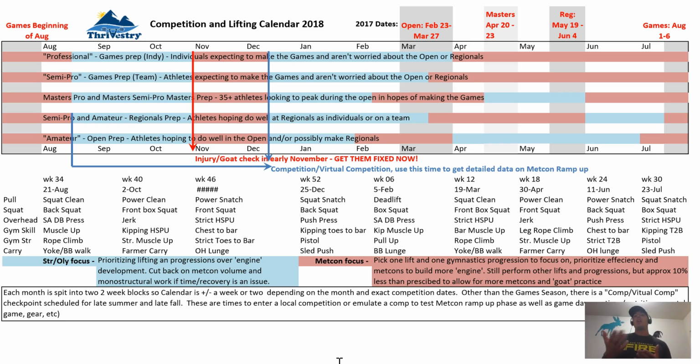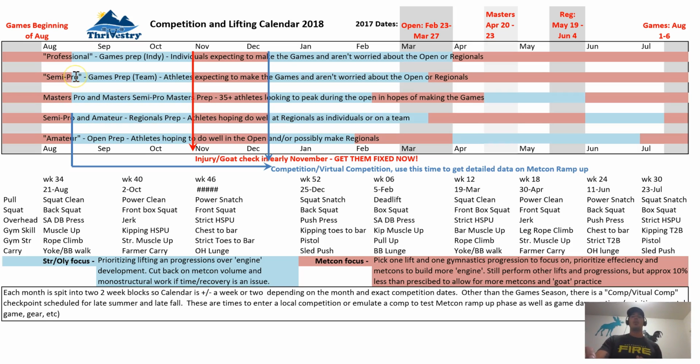So what we realized was that there can be a slightly different focus depending on which part of the spectrum you're at. So let's talk about that first. You'll see here that there are 5 categories. There's amateur, which is more of just prepping for the open, trying to do the best possible in the open, maybe make regionals on a team. There's something I would call semi-pro, and this is somebody who is going to try to do well at regionals, either as an individual or on a team. And then there's the masters, and they're kind of their own category.